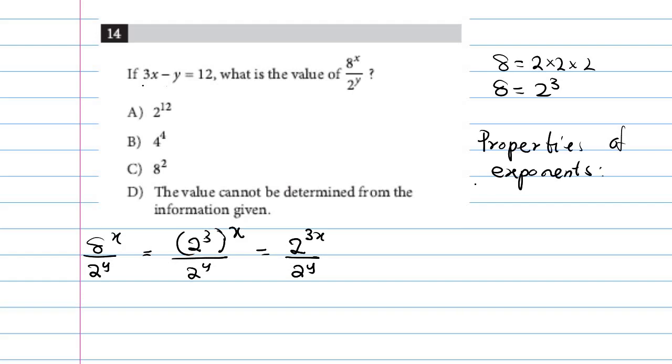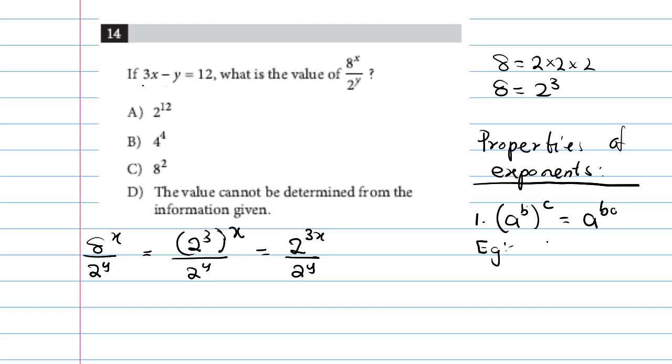Just doing a quick revision of the properties of exponents that we are using. Let's say you have a to the b, and then you need to take the power of c. This is basically multiply b by c, so a to the bc. Let me write an example.